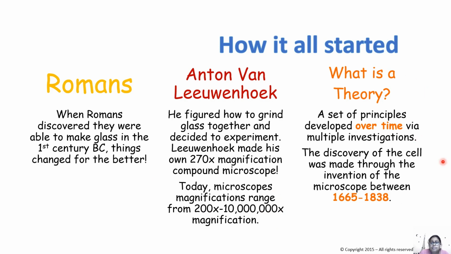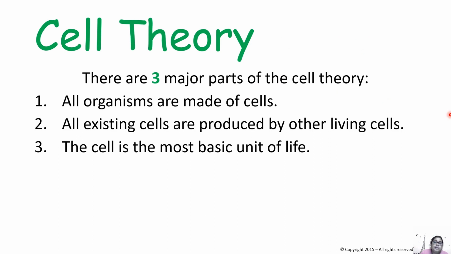So what is the theory basically? A set of principles developed over time by multiple investigations, and the discovery of the cell was made through the invention of the microscope in between this time period. So what is the cell theory? So there are three major parts of the cell theory. All organisms are made of cells. Statement 1. All existing cells are produced by other living cells. Statement 2. And the cell is the most basic unit of life. Okay, so these are the three major parts of the cell theory.